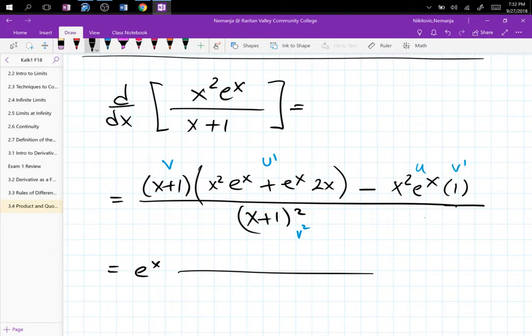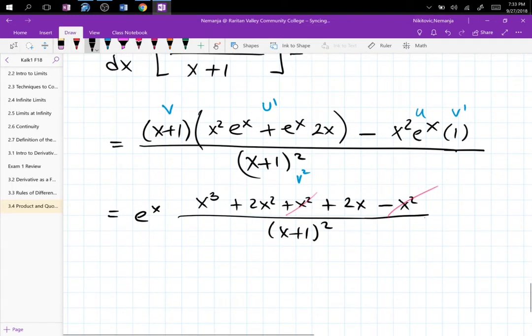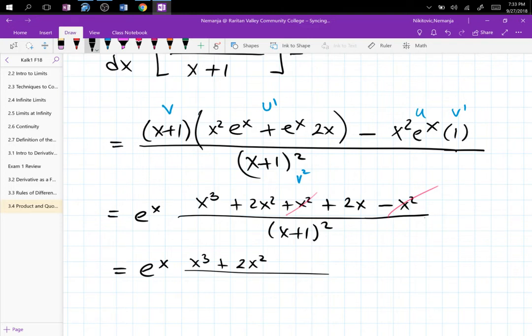So now, I'm just going to ignore all of e to the x's because I don't need them anymore. This is x cubed plus 2x squared, whatever, plus x squared plus 2x minus x squared, divided by x plus 1 squared. So these x squares will drop, and everything else is in descending order, so nothing else to do. E to the x times x cubed plus 2x squared plus 2x divided by x plus 1 squared.